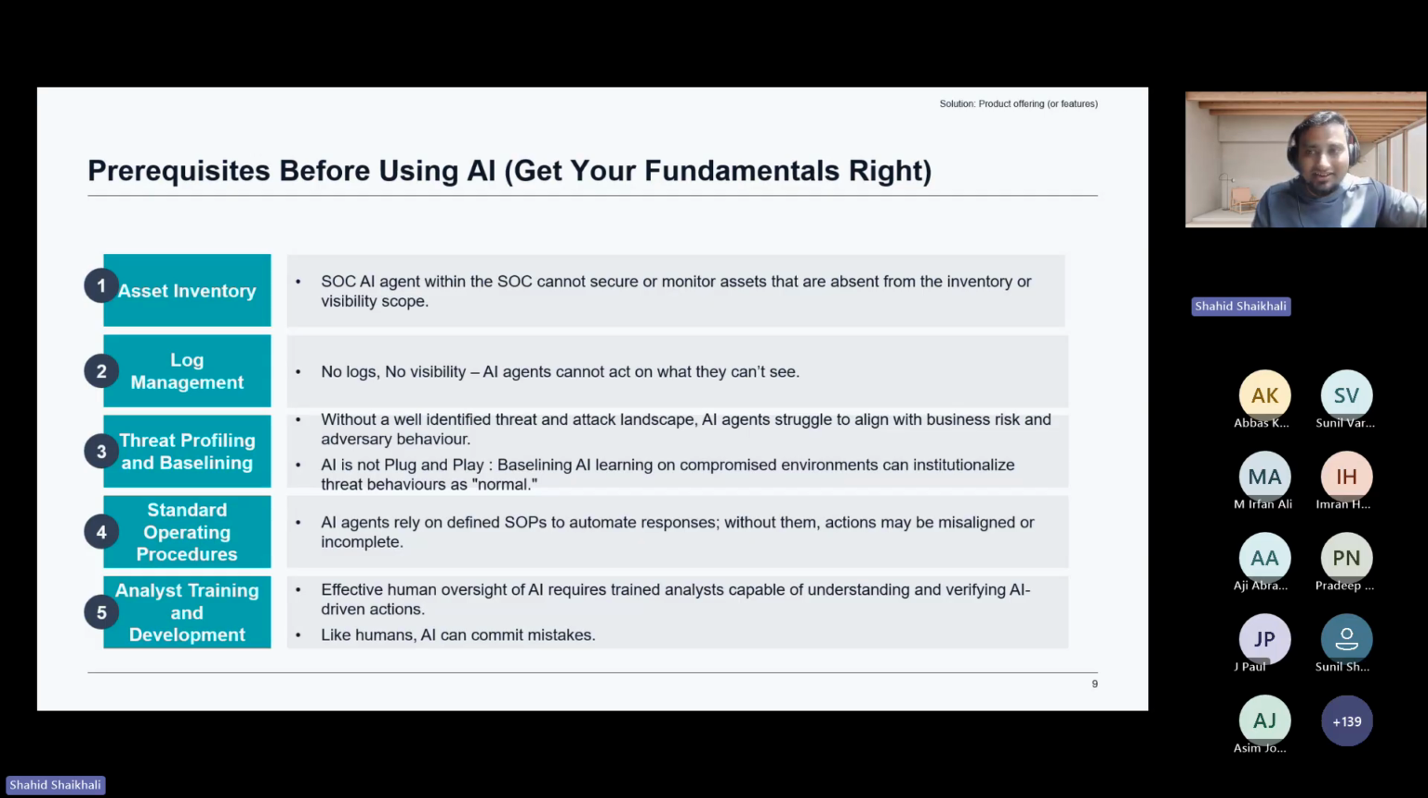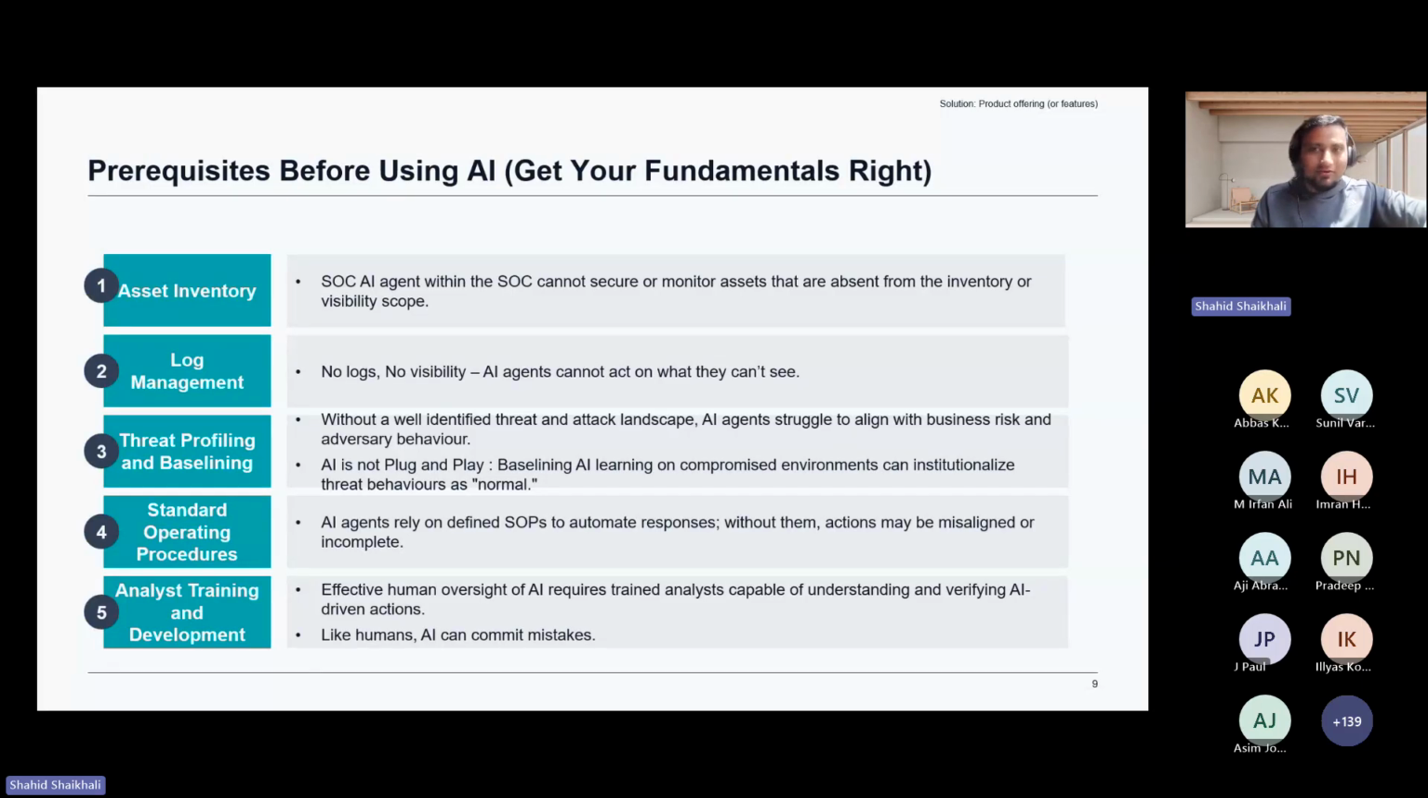And remember, SOC AI agents without an asset inventory cannot gain visibility into what exists in your organization. There's a very famous SANS quote saying that you need to know what's inside your organization. If you don't, the attackers will. So asset inventory is very crucial.